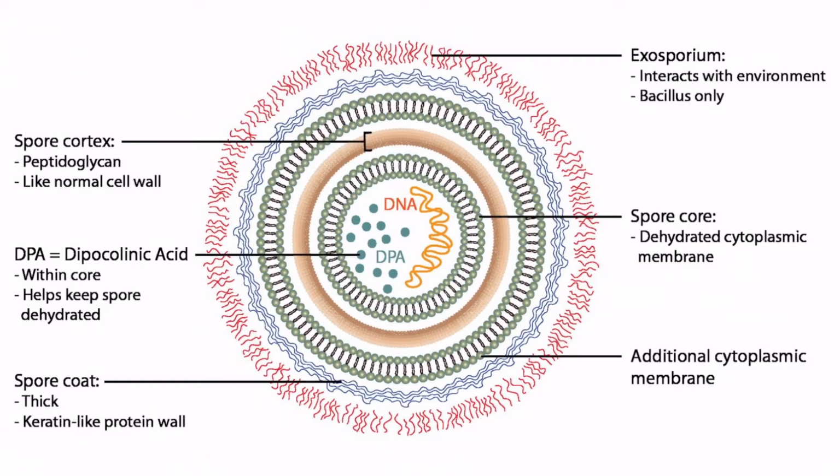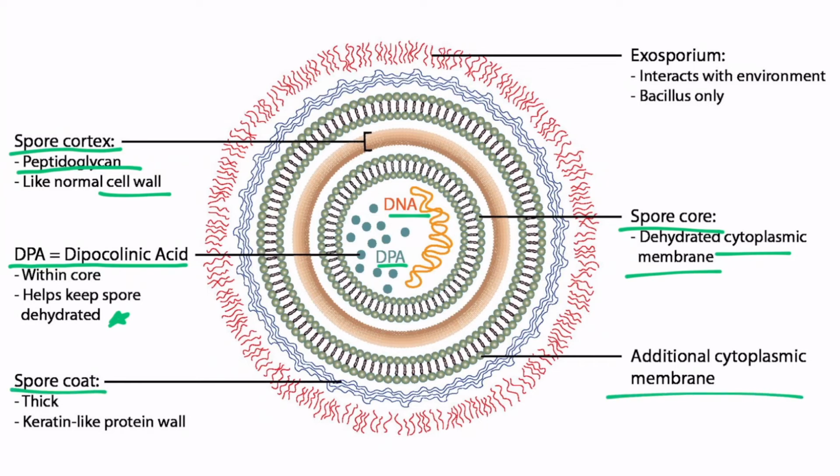In the center, we have the DNA and the dipicolinic acid, which you can see listed here. The purpose of this is to help keep the spore dehydrated. Outside of that is the spore core, which, as we mentioned before, is just the cytoplasmic membrane, as you'd expect normally. Beyond that is the spore cortex. This is just a peptidoglycan wall, just like the cell wall you'd expect to see in a metabolically active bacteria. Outside of that is an additional cytoplasmic membrane.